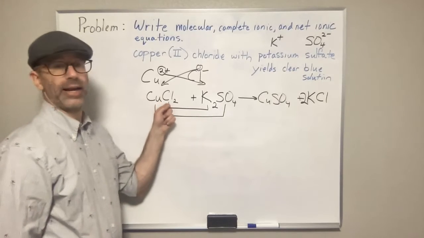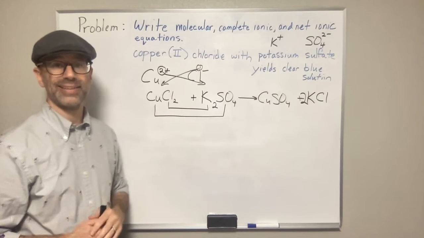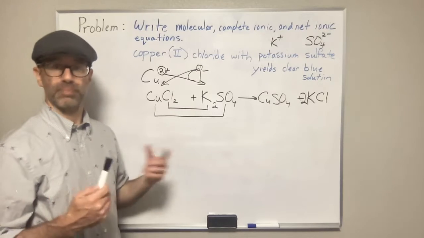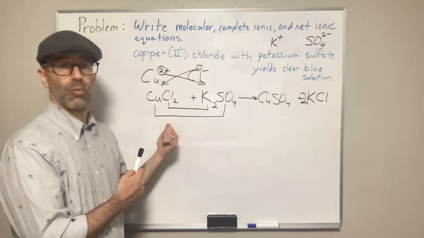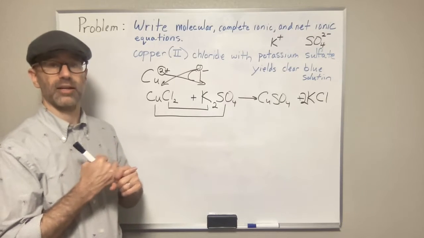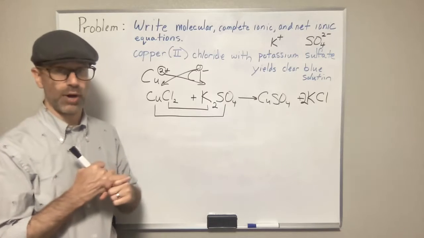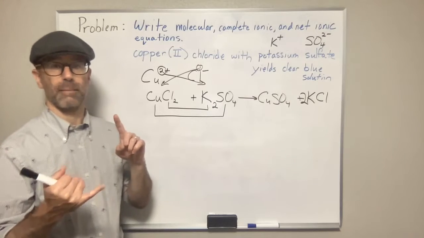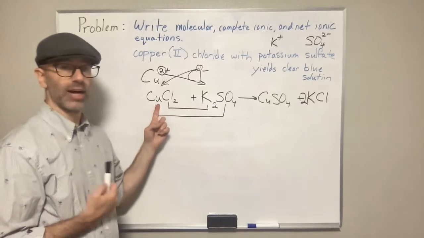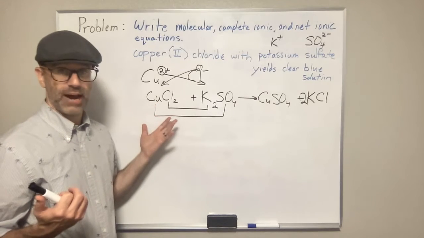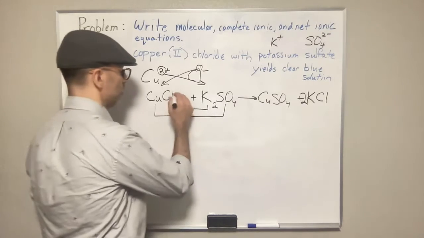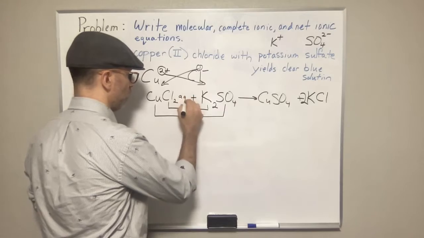So chloride ions. The rule for chloride ions is that they are soluble unless you are paired with one of these metal ions, which would be your silver ion, your lead-2 ion, or your mercury-1 ion. So it looks like we have copper, so we don't have any of those exceptions. So this is going to be soluble. So it's aqueous, dissolved in water. So AQ.